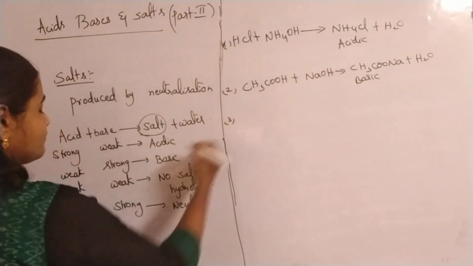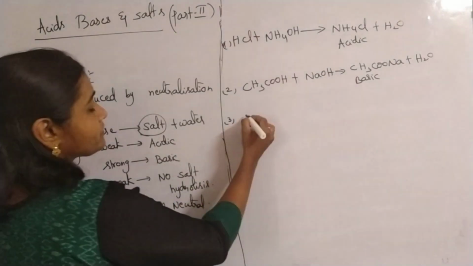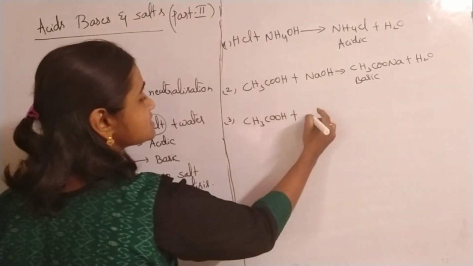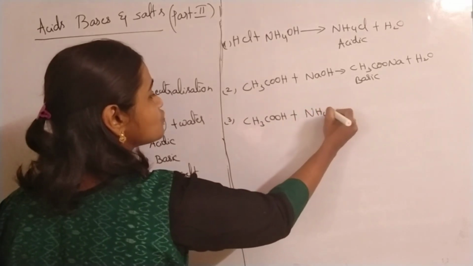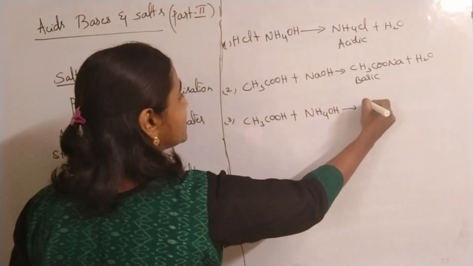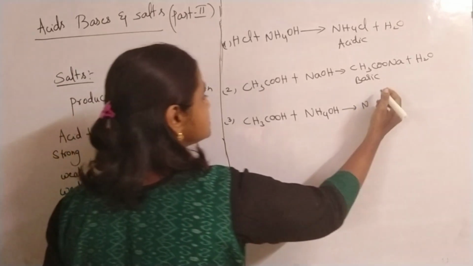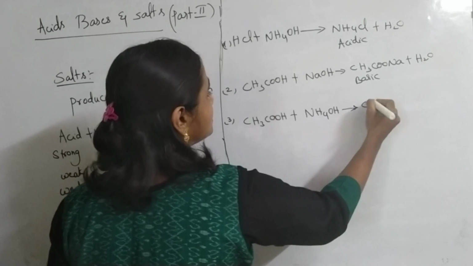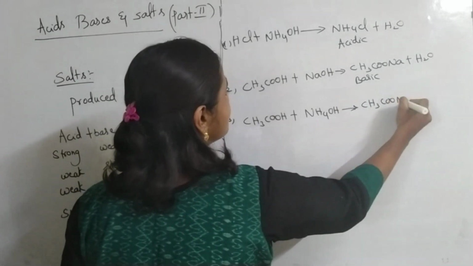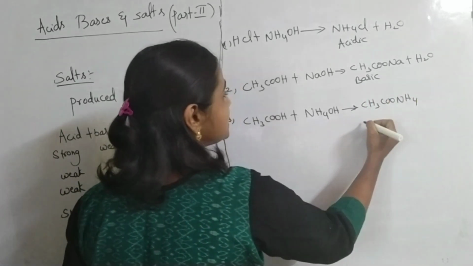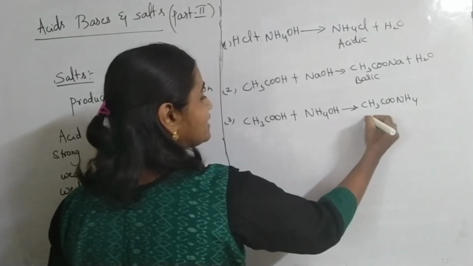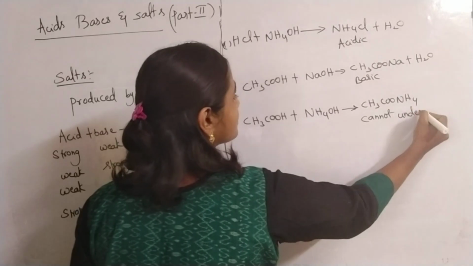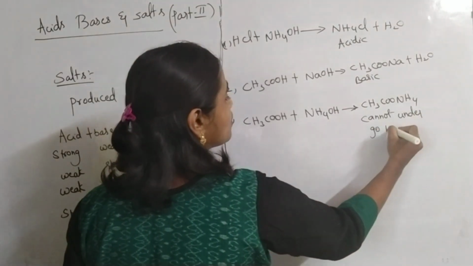If you take both to be weak, meaning I take a weak acid CH3COOH plus a weak base like NH4OH, then you will be getting CH3COONH4. Ammonium acetate will be formed, and this salt cannot undergo hydrolysis.